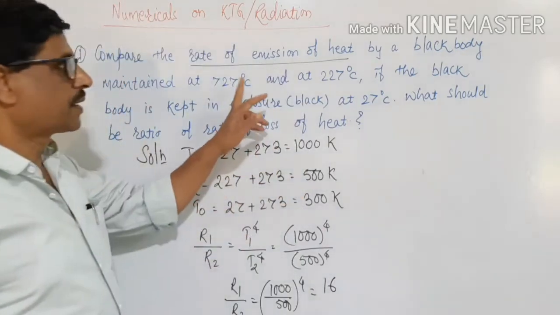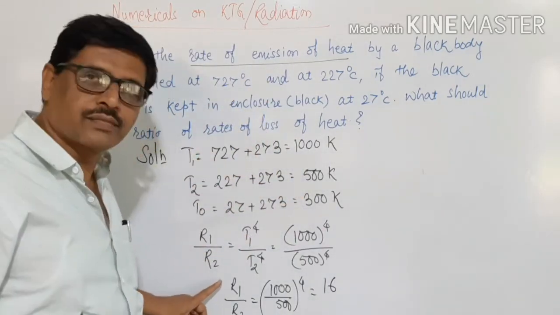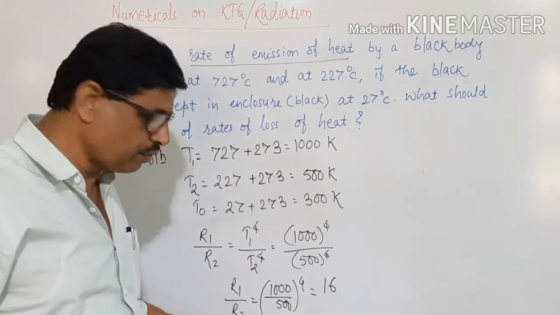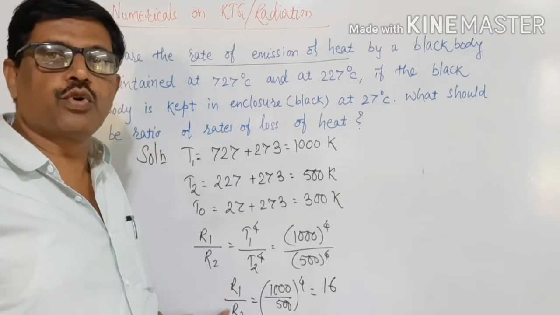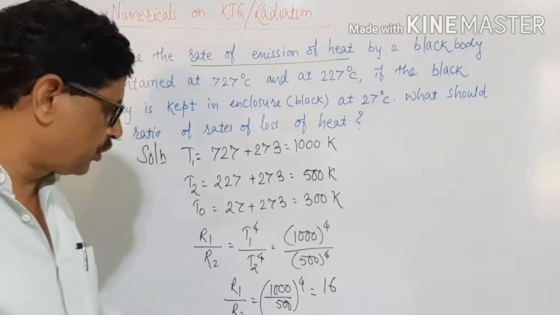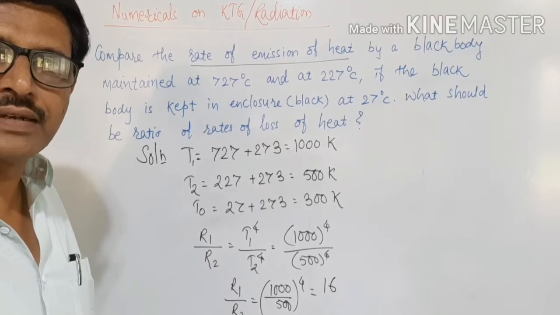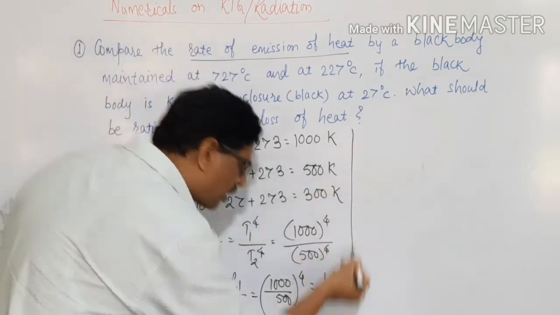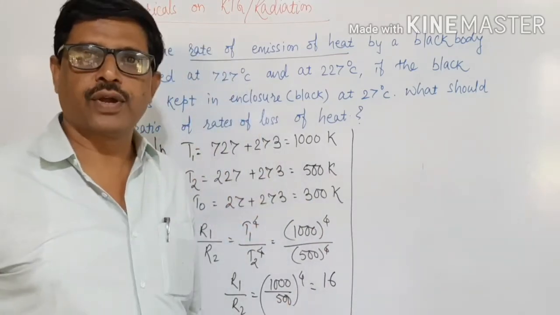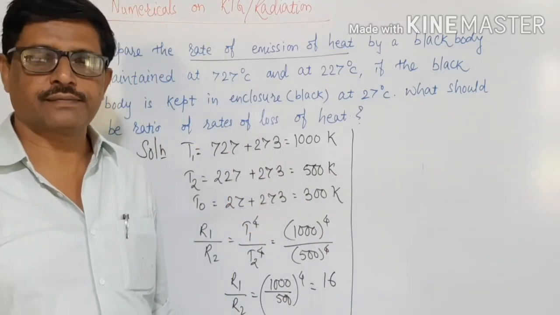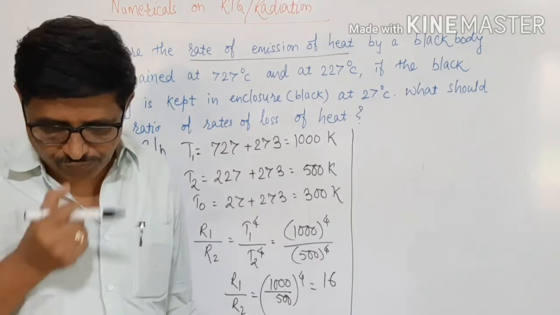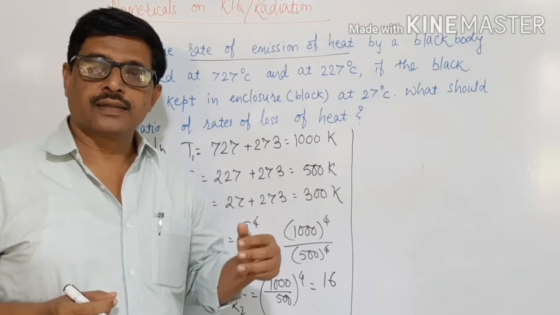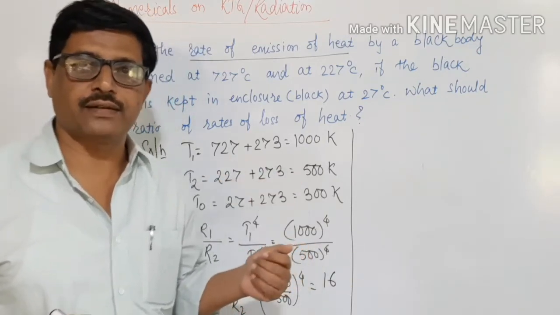Therefore, the rate of emission R1 at temperature T1 and rate of emission R2 at temperature T2 have a ratio of 16:1. Therefore, the answer is 16:1 for the comparison of rate of emission of heat. Now, thereafter we will go for the comparison of rate of loss of heat.